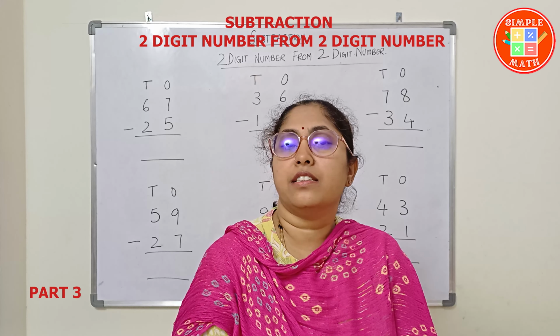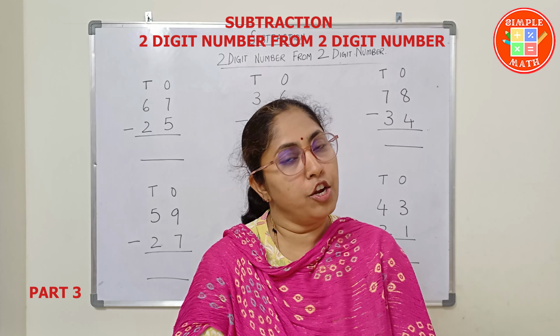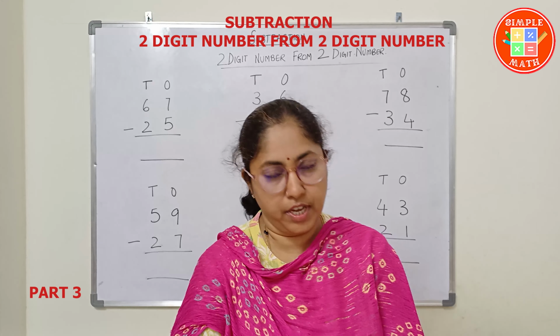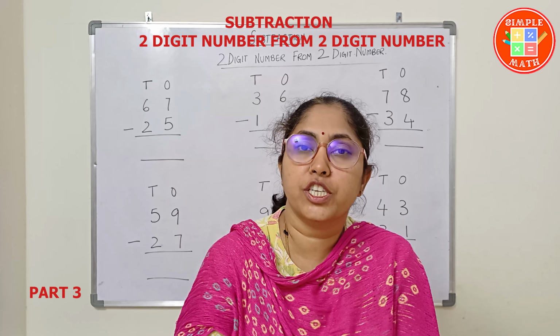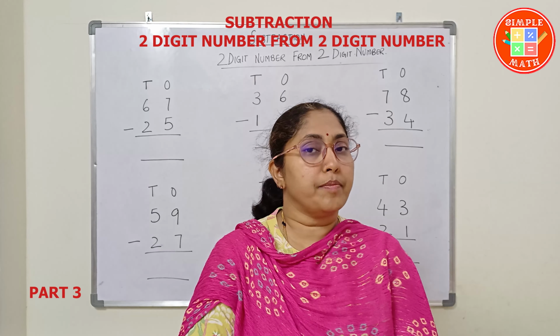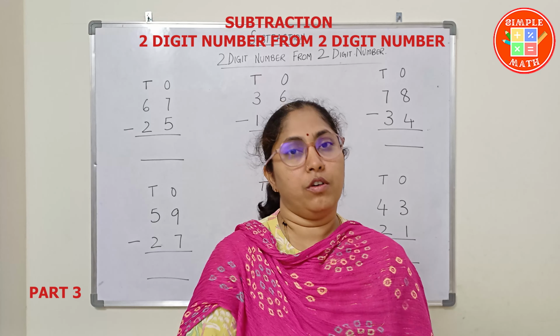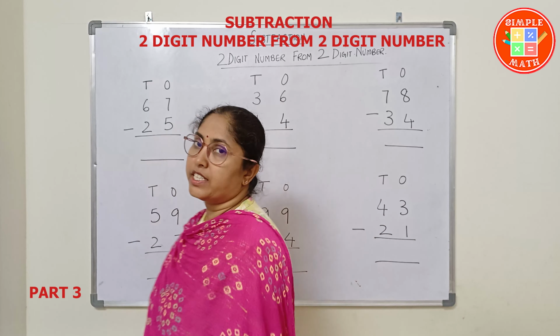Today we'll see subtraction of a 2-digit number from a 2-digit number. We always start subtraction from the ones column. Okay, let's see a few examples.